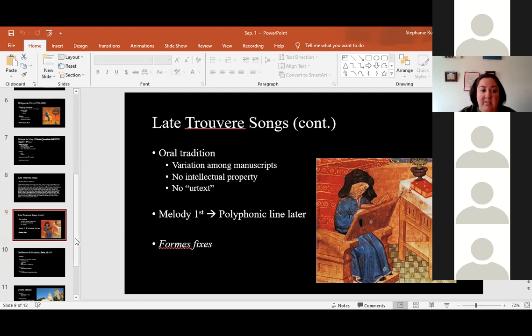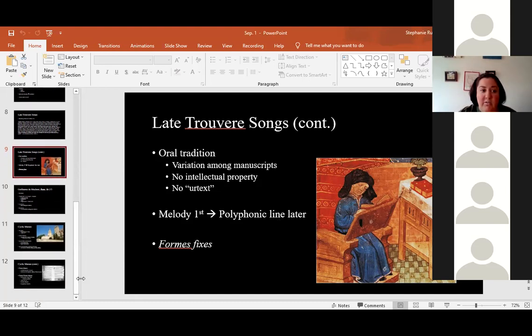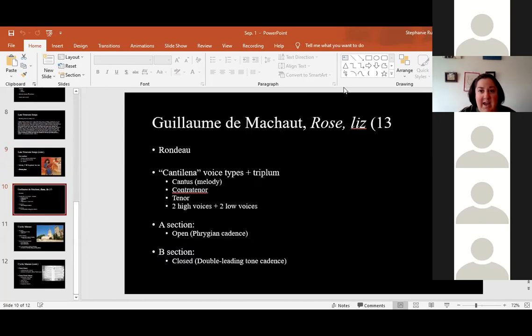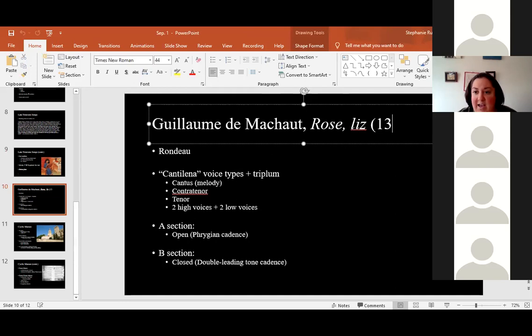And of course, the later Trouvère songs are all using the forms fixe. The example that I asked you to listen to for today was Machaut's Rosalise. And oh crap, I didn't fill out the year. Whoops. I'll fix that. I'll put that in the PowerPoint. Okay. I know it is 10:45, so we will pick up with Rosalise next Monday, I promise.